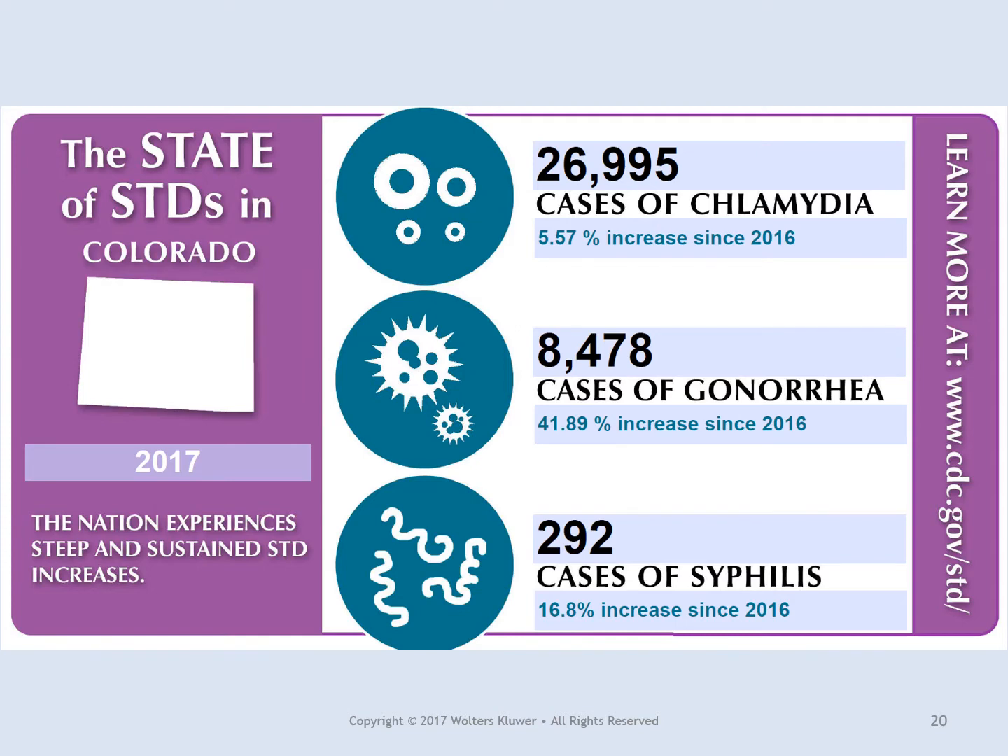So let's look at Colorado in 2017. We're still seeing pretty high levels of STDs here. So 27,000 cases of chlamydia, about a 6% increase over the previous year. Almost 8,500 cases of gonorrhea. Holy cow, a 42% increase over the previous year. And then 300-ish cases of syphilis, which is very close to a 20% increase over the previous year. That's a lot. That's a lot of percent increase.